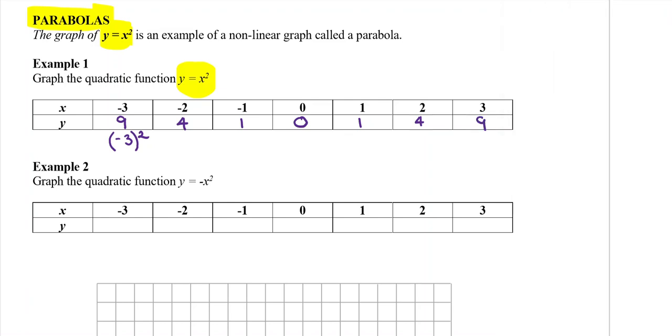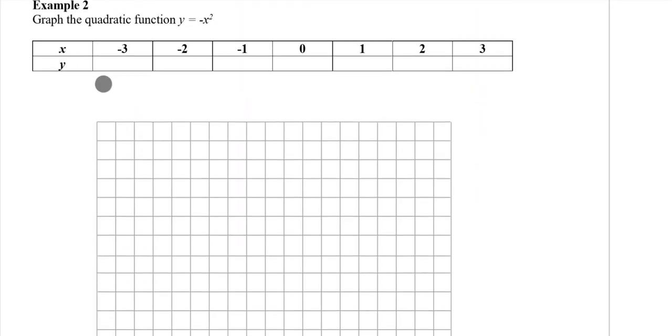So you can see there's a bit of symmetry to these numbers that are in here. We have 9, 4, 1, 0, and then it starts going up again: 1, 4, 9, the same pattern but in reverse. Okay, we're going to draw that on this Cartesian plane down below.